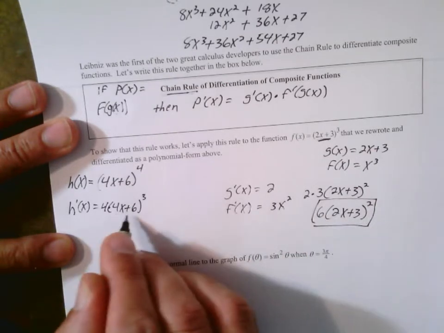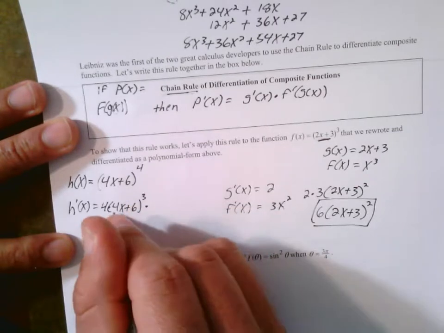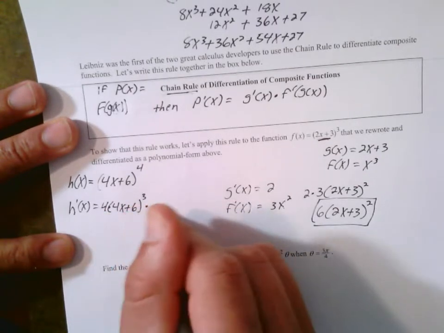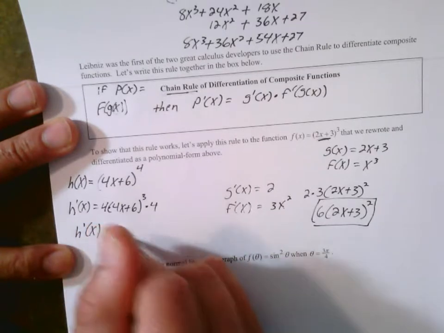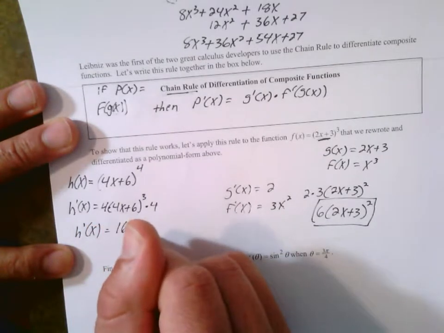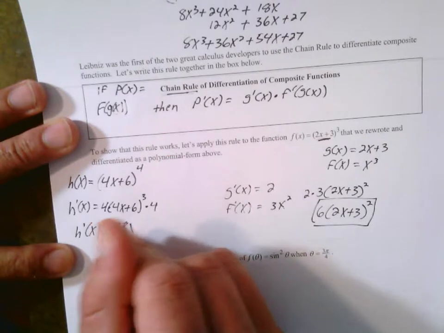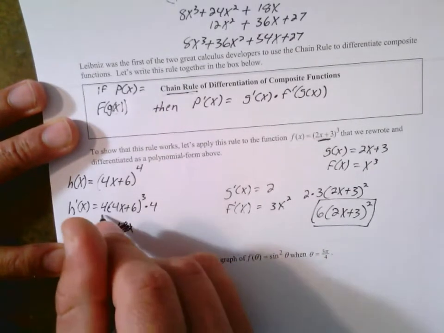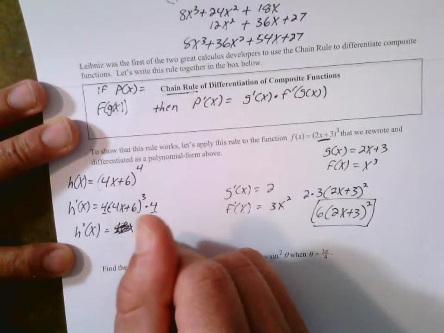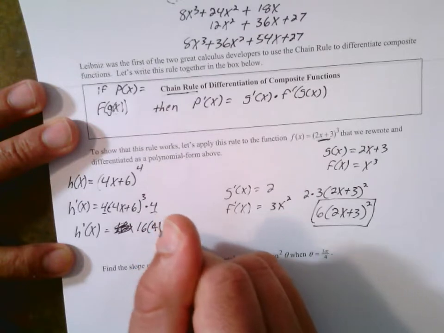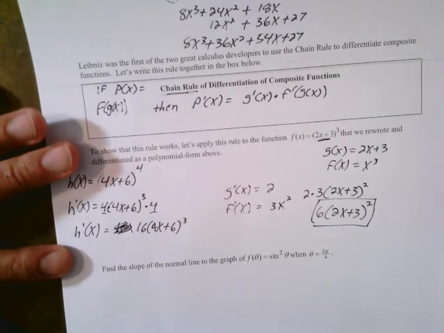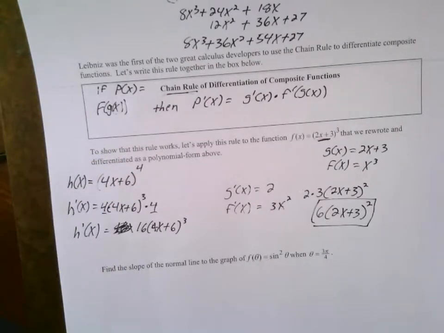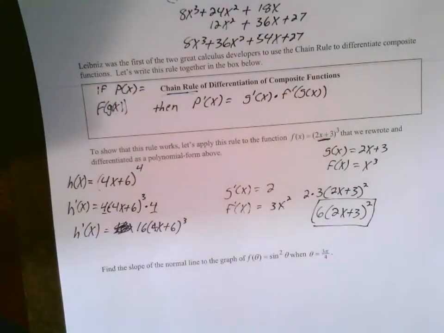Now I'm going to take the derivative of the inside. The derivative of 4x is 4, so h prime of x will equal 4 times 4. Oh, you can't distribute that. Oh, I'm sorry. 4 times 4, 16, 4x plus 6 cubed. Okay? So there's 2 examples to get you started on the chain rule.